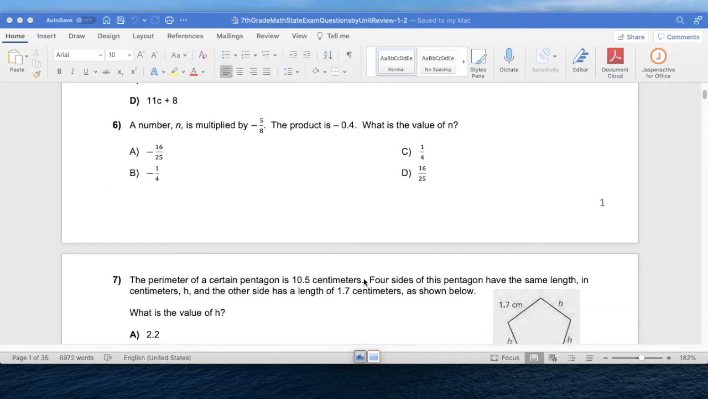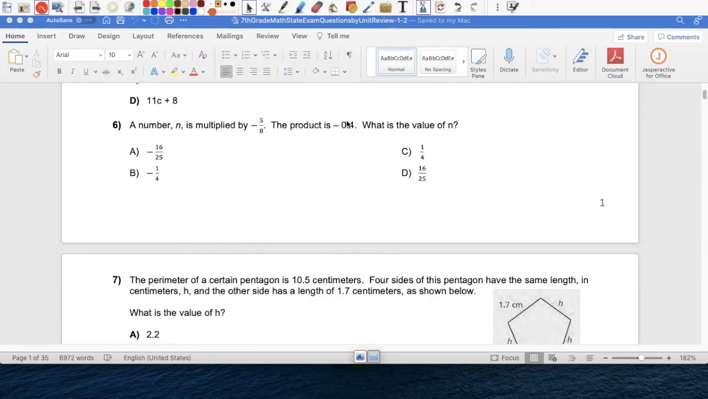Number 6. A number n is multiplied by negative 5 over 8. The product is negative 0.4. What's the value of n? So let's translate. n is multiplied by negative 5 over 8, and that gives us negative 0.4.